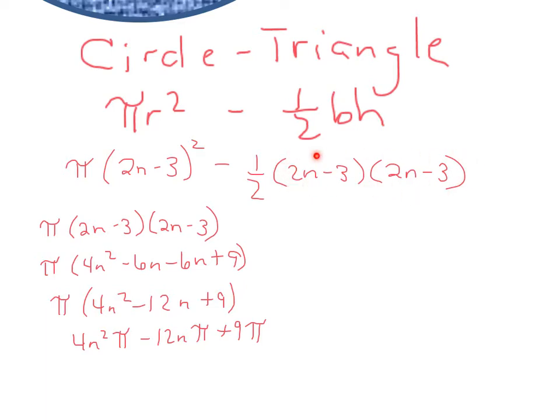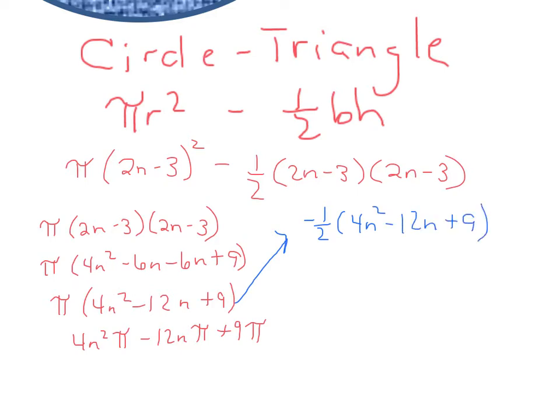FOIL this out. But the nice thing here is we've actually already done this problem. So I'm not going to sit and redo it twice. I'm just going to simply take my 4n squared minus 12n plus 9 and transfer it up. Okay, so I'm going to even draw an arrow here just so you remember where that comes from. So I still have the minus 1/2 out front, and then I've got 4n squared minus 12n plus 9.